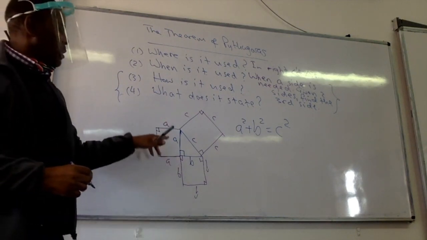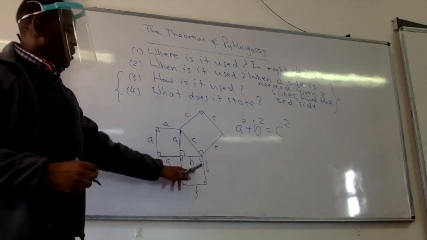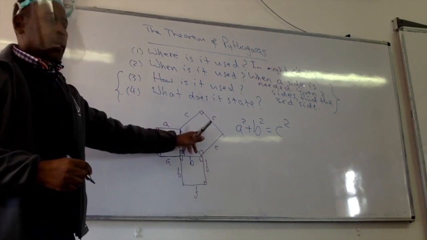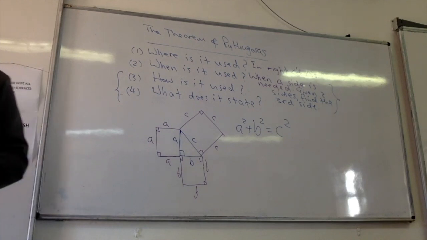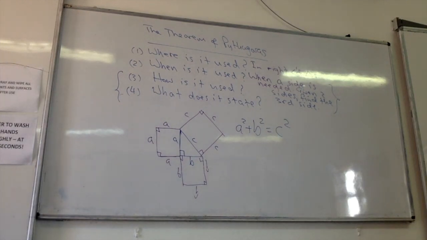You'll notice that A squared is actually the area of this square, B squared is the area of this square, and C squared is the area of that square. Right? Can somebody now state that in words? What does the theorem say in words?